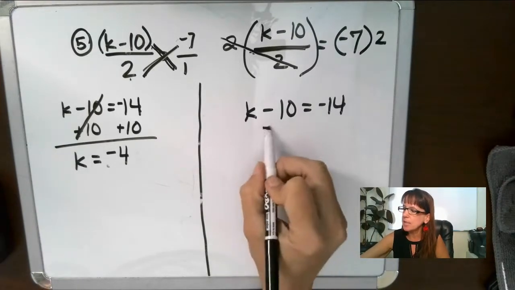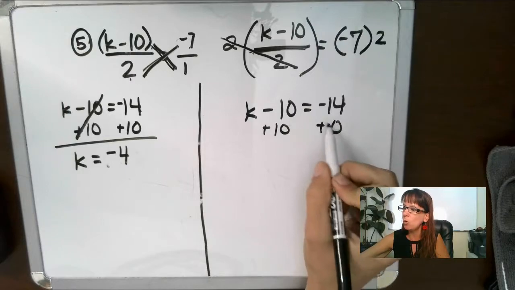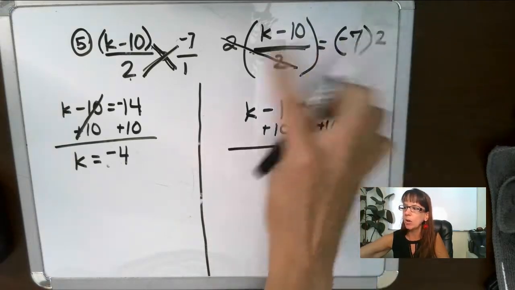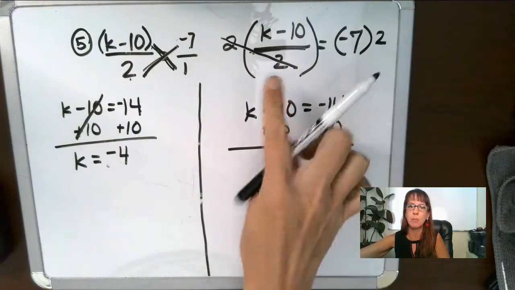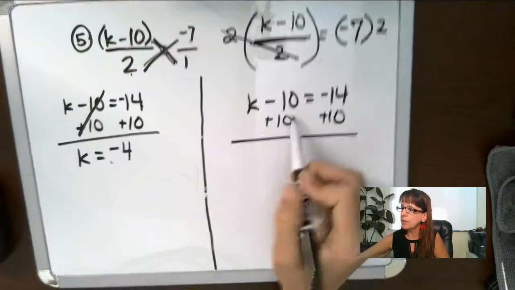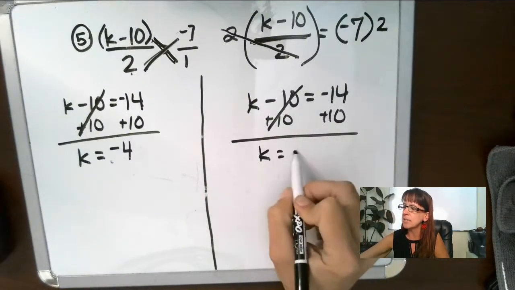So again, we're going to do the same thing over here, that same solution. The only difference was how we cross multiplied over here and how we just did the inverse operation over here, okay? So over here, these guys cancel out. We get k equals negative 4.